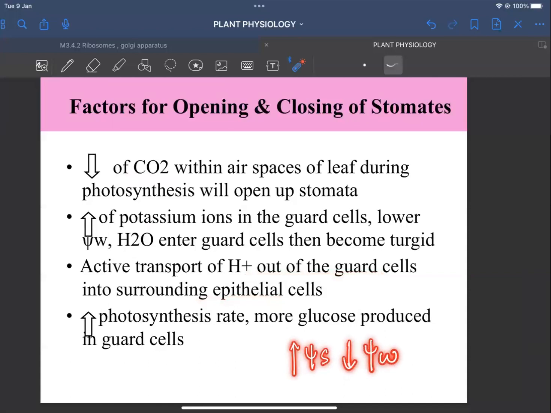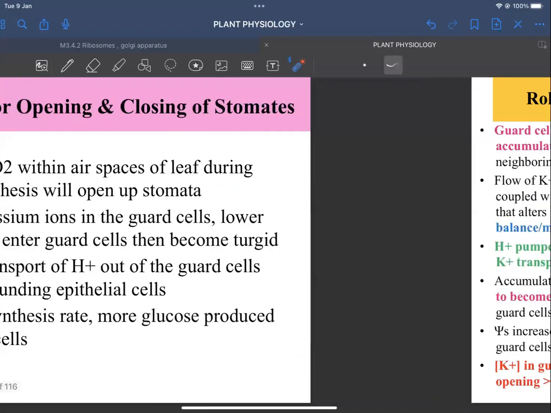When you are creating more glucose, you are also increasing the solute potential, and you are going to decrease the water potential. Just the same thing happens with the potassium ion. You are causing all the water to flow into the guard cells, making them turgid, and that is going to open the stomata.